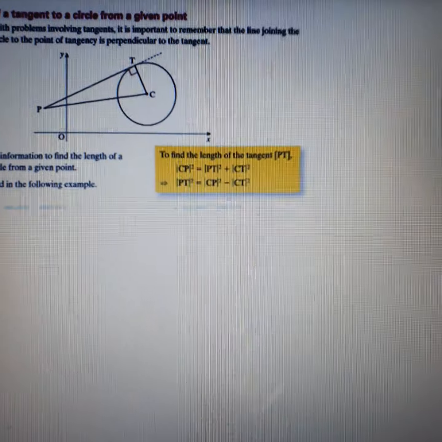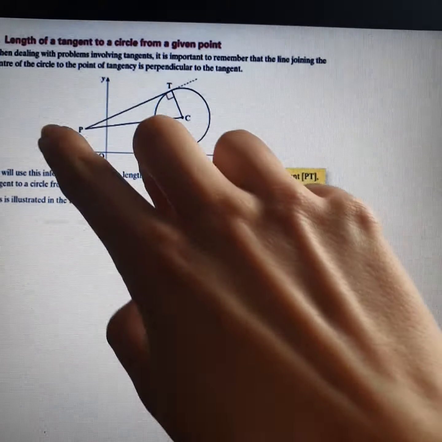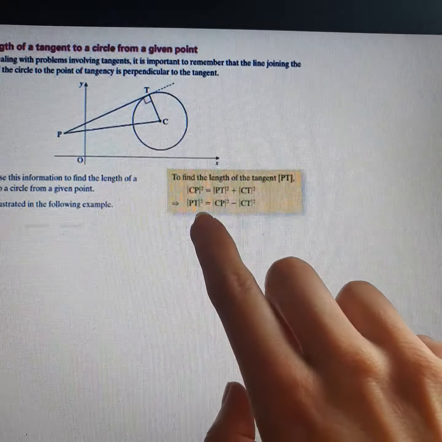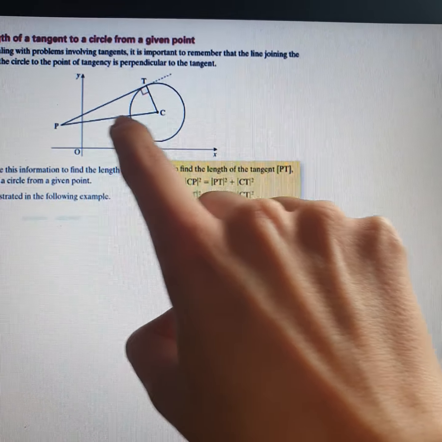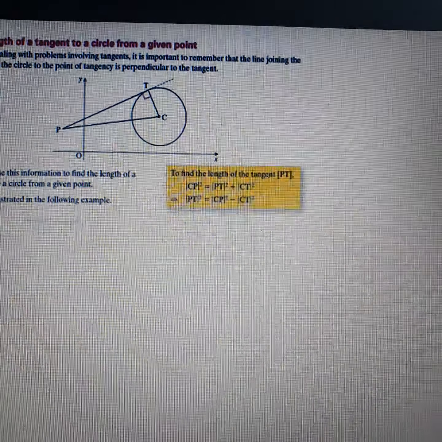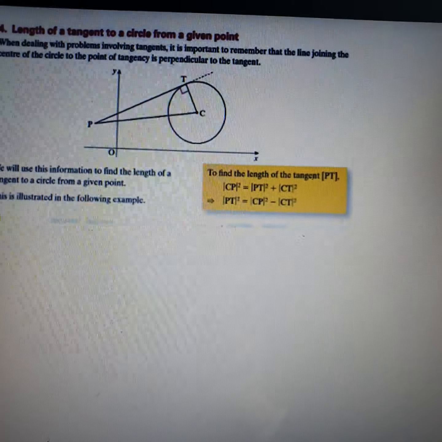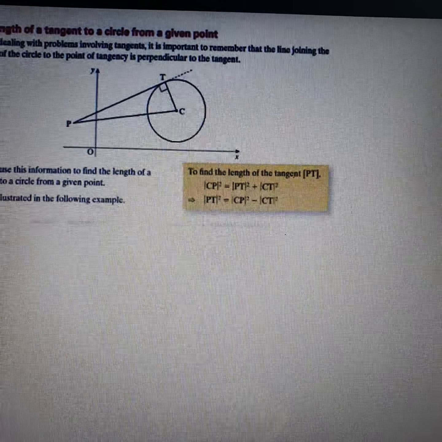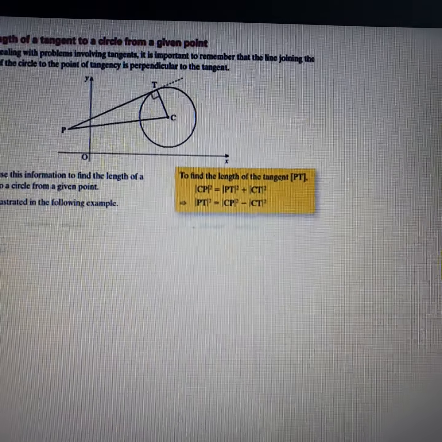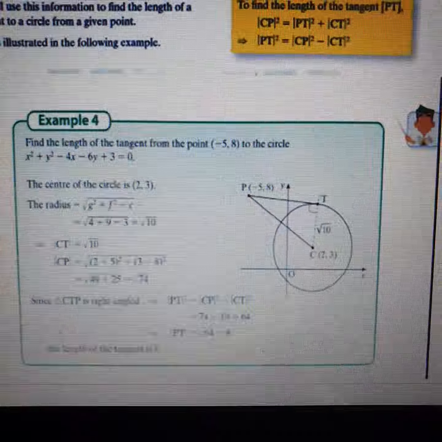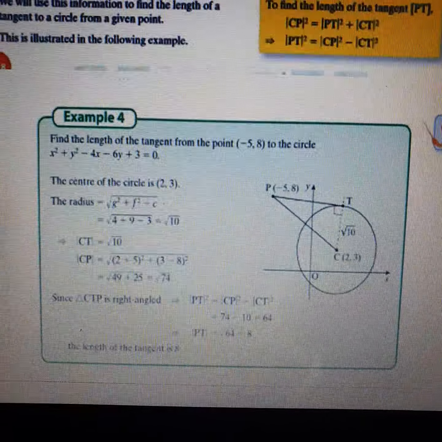So to find the length of the tangent, PT, we'd have CP squared. If you had this length, you could use Pythagoras' theorem, which you know from your junior cert trigonometry. CP squared is equal to PT squared plus CT squared, and then just manipulate the formula a little bit. So actually, like this example here, right?